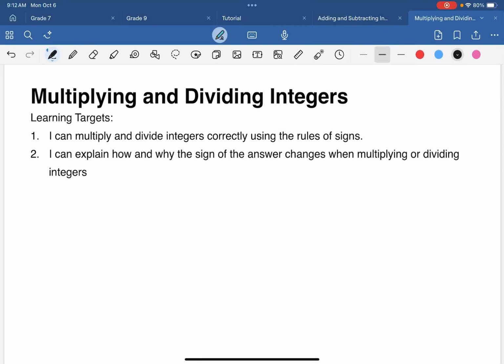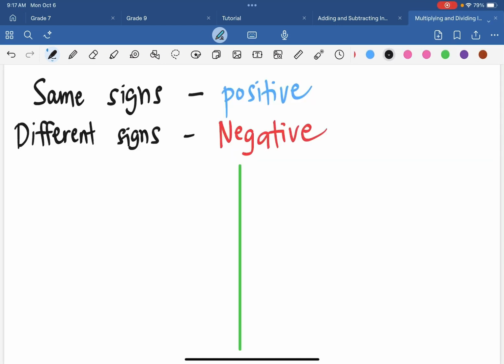Hello class, today's lesson is about multiplying and dividing integers. And here are the learning targets. First, I can multiply and divide integers correctly using the rules of signs. Second, I can explain how and why the sign of the answer changes when multiplying or dividing integers.